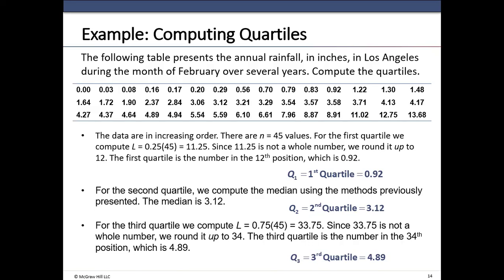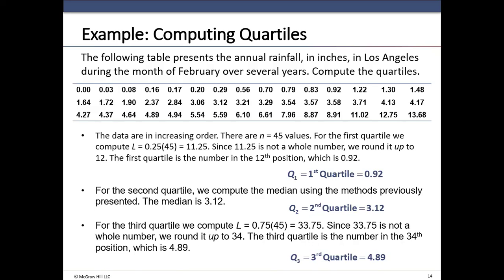3.12, 3.21, 3.29, 3.54, then 3.57, then 3.58, then 3.71, yep, and then 4.13, then 4.17, next is 4.27, 4.37, 4.64, then 4.89, then 4.94, then 5.54, 5.59, 6.1, 6.61, 7.96, 8.87, 8.91, 11.02, 12.75, and 13.68. Okay, then stat calc 1.